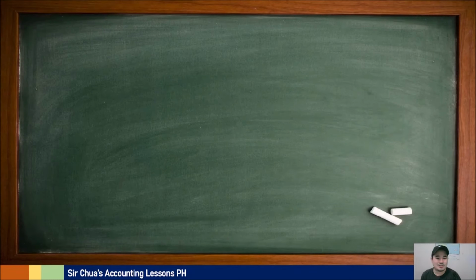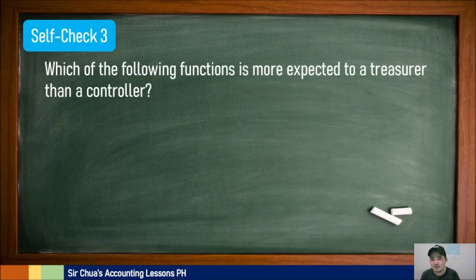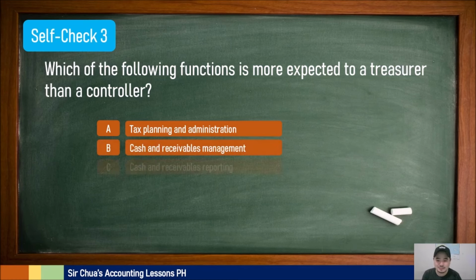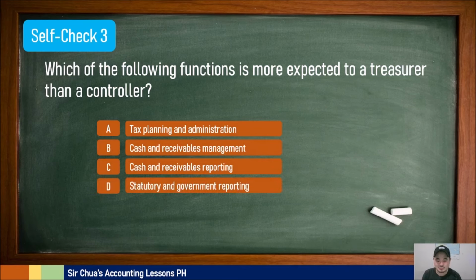Let's try to check your learning on that. Which of the following functions is more expected to a treasurer than a controller? A. Tax planning and administration. B. Cash and receivables management. C. Cash and receivables reporting. D. Statutory and government reporting. Pause the video if you need more time and play it again when you're ready.